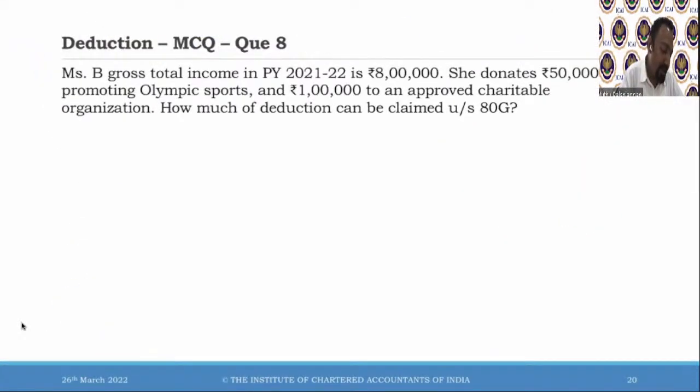Gross total income is 8 lakhs. She donates 50,000 for promoting Olympic sports and 1 lakh for an approved charitable organization. So they have paid 1,50,000. So what will be the total qualifying limit? It will be 80,000, right?